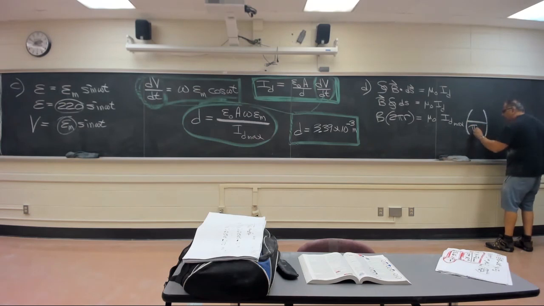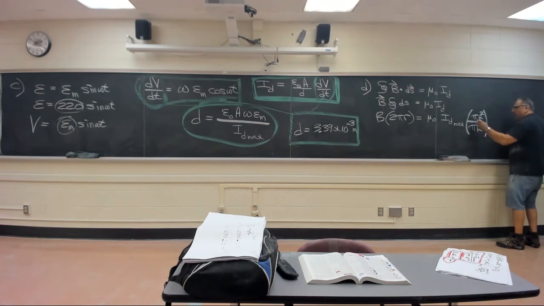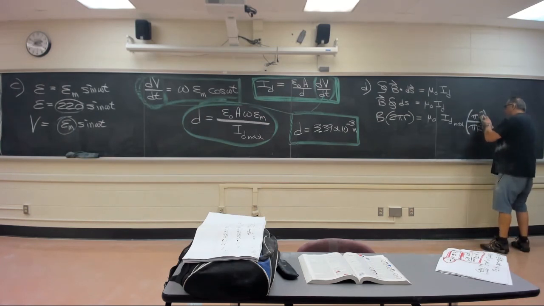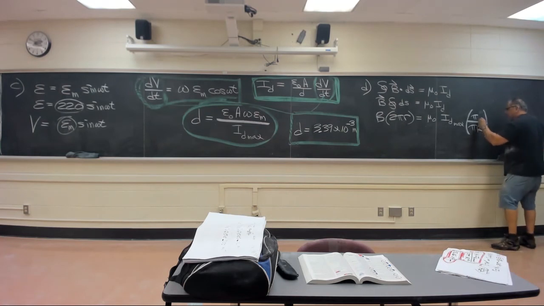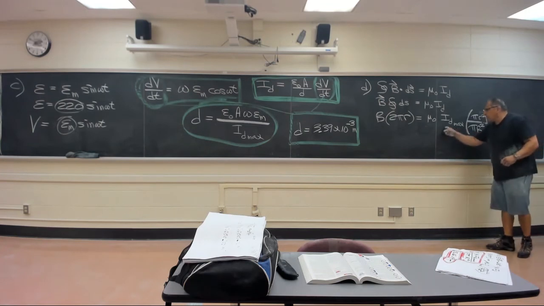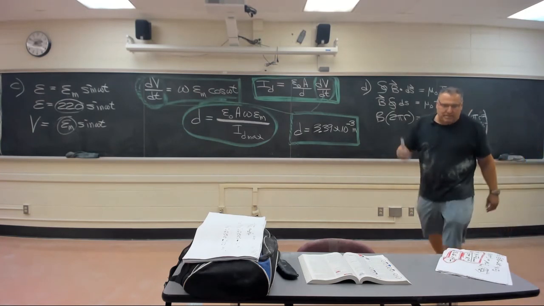This would be if you had pi capital R squared over pi capital R squared. That's just 1, pi capital R squared divided by pi capital R squared is 1. Then you get ID max. True. But that's not what's happening here. What happens here is you've got a smaller area under consideration. So the displacement current won't be as much at the max.